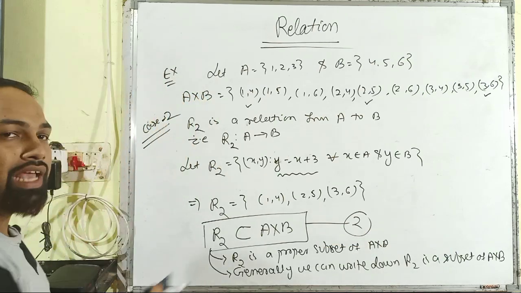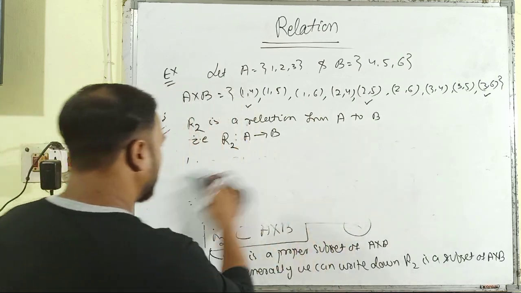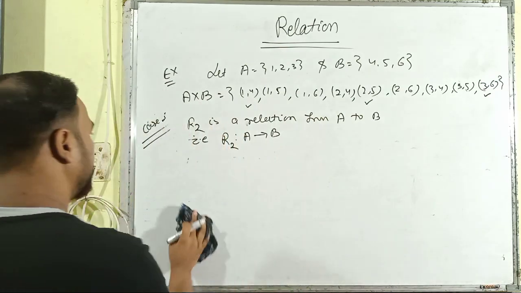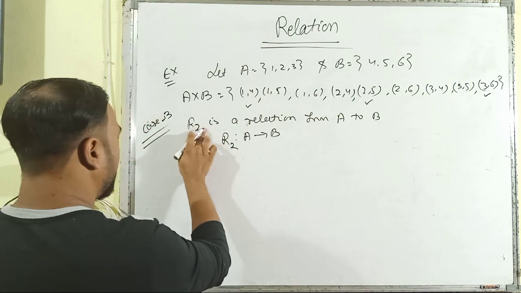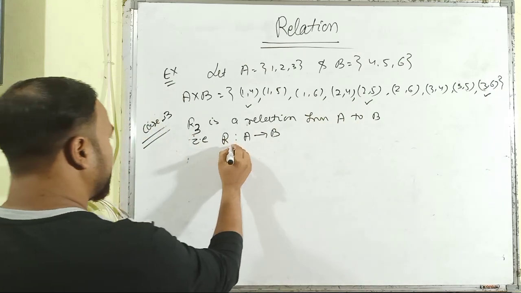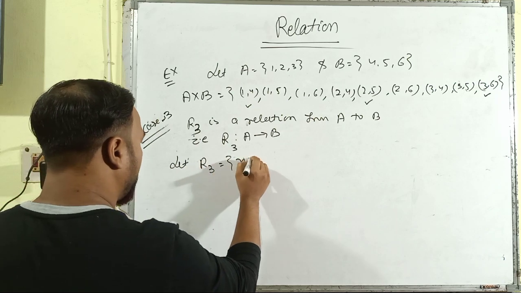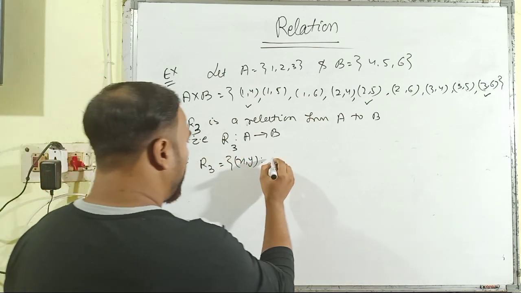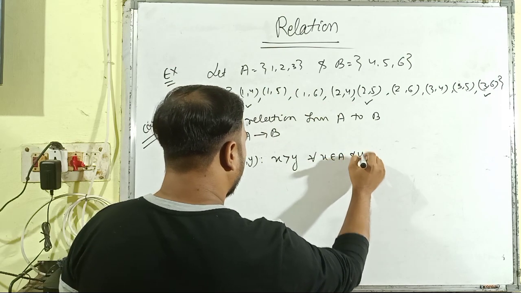Then let us move towards case number 3. In case number 3, let R3 be a relation from A to B. Let R3 be defined as the collection of all possible ordered pairs in the form (x, y) such that x is greater than y, for all x belonging to A and y belonging to B.